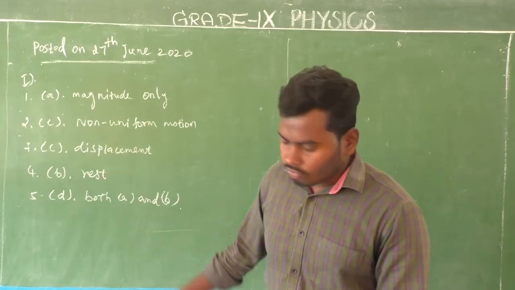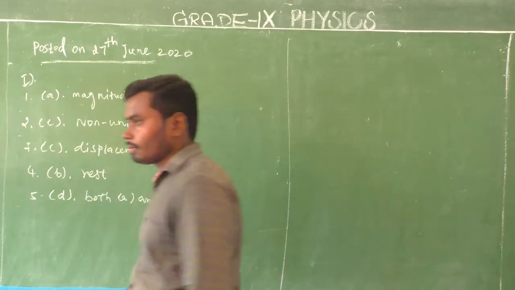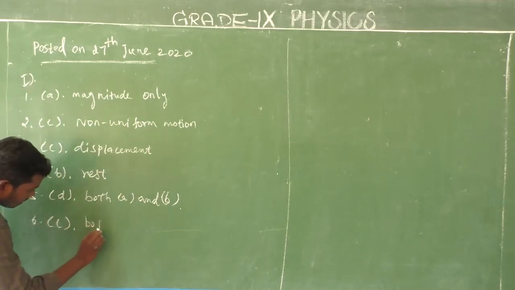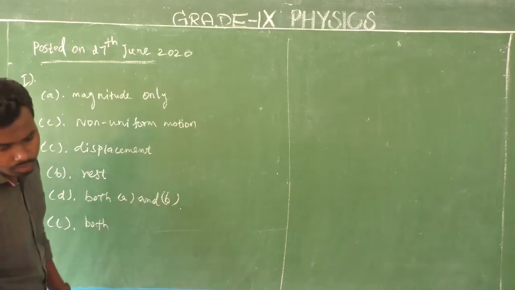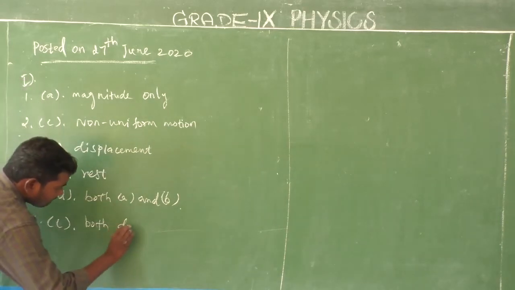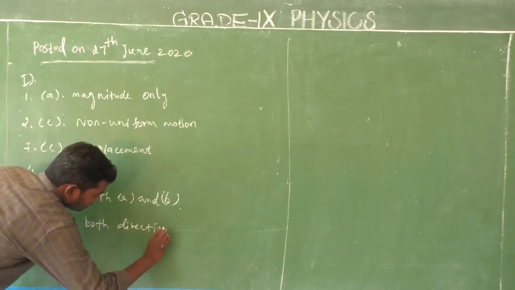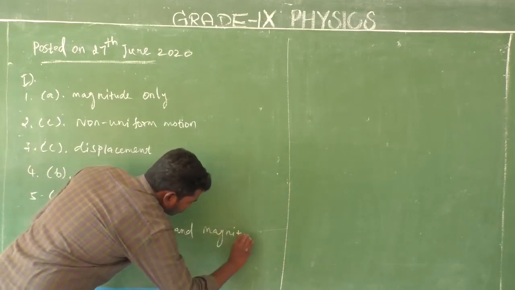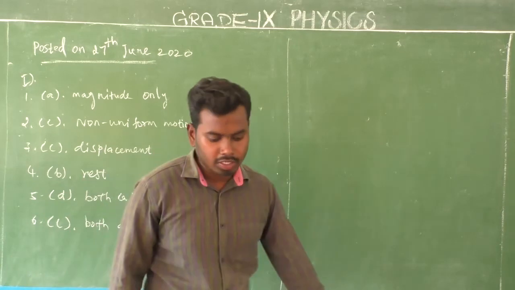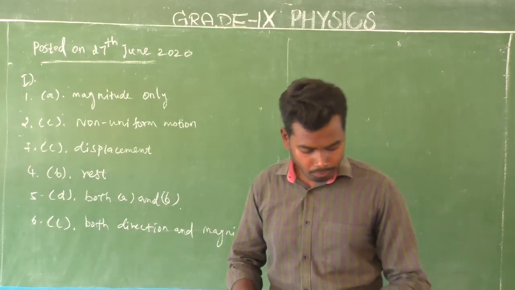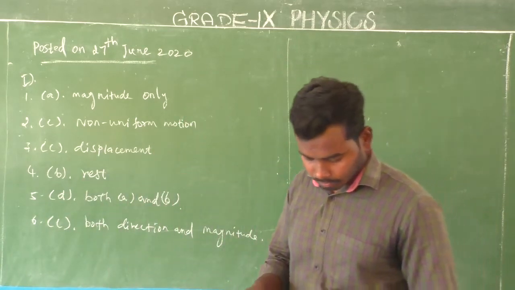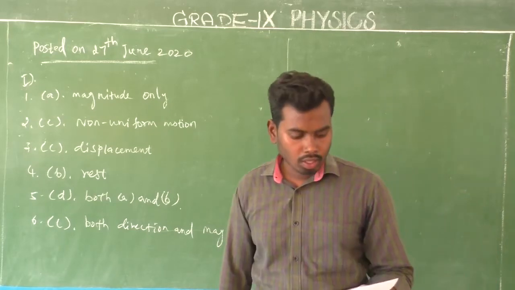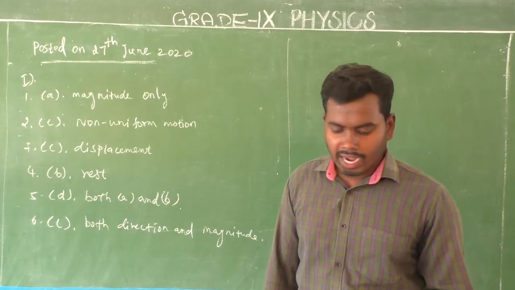So the answer for the sixth question is C, both direction and magnitude. Is that clear? So the first Roman numeral section is completed. Next, the second Roman numeral section, which is very, very important. Second Roman numeral, first question.